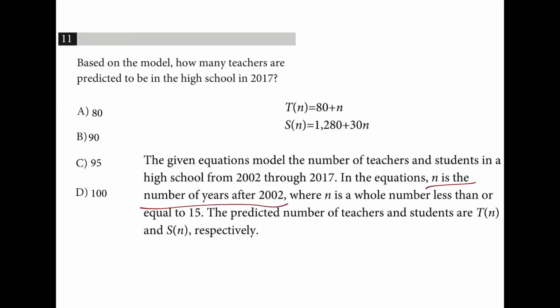N is the number of years after 2002. So how many years after 2002 is 2017? That's 15. So I can plug that into the teacher equation for N. And 80 plus 15 is 95.